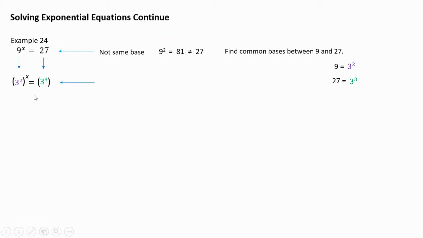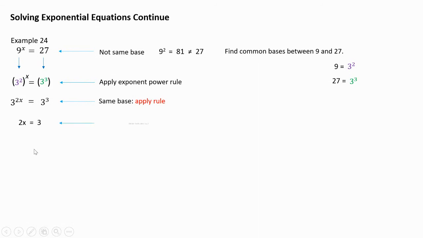Now I'm going to apply the exponent power rule, which means when you have a power to a power, you multiply the powers. So 2 times x will give you 2x. And the 3 to the third power will just bring it down. You see, now they have the same base. Now we can apply the rule, which means when you have the same base, you let the exponents equal each other.